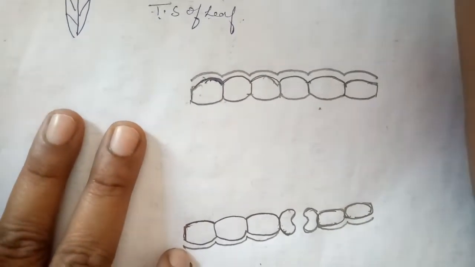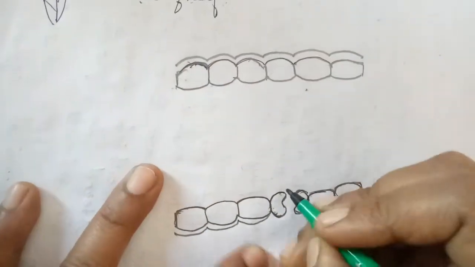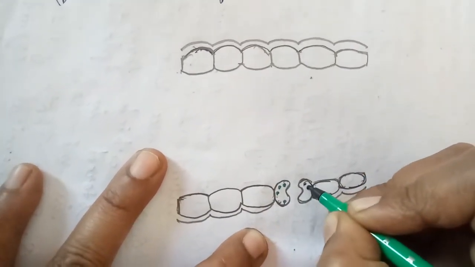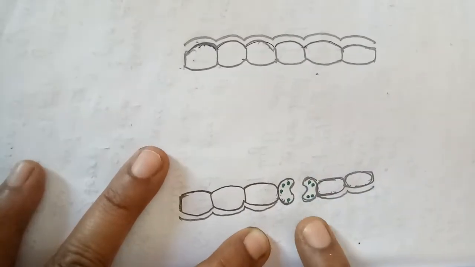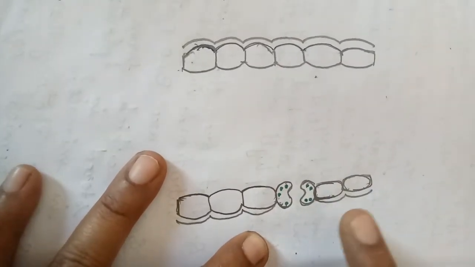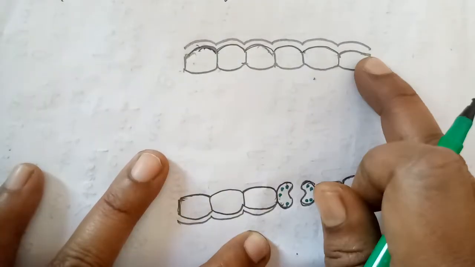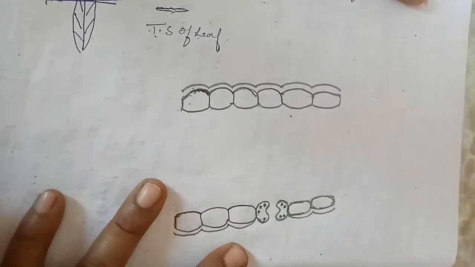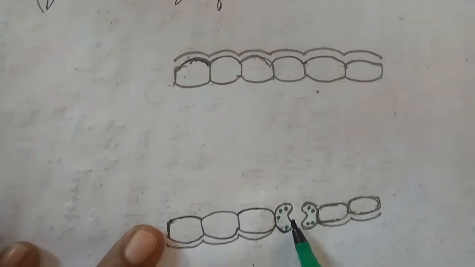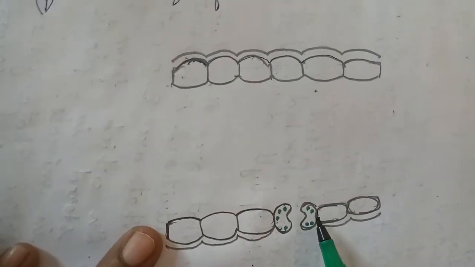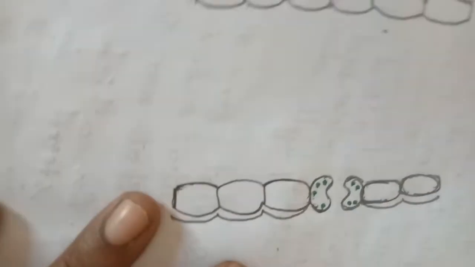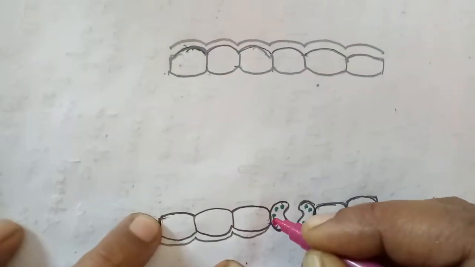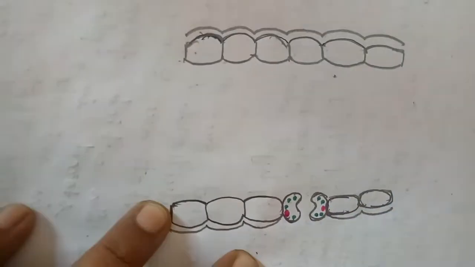Let me use the sketch pen for you so you'll understand. Now here I'll draw the dots with green color. That shows it has the chlorophyll pigments. See, only the stomata consist of the chloroplast, whereas the epidermal cells do not have chloroplast. Make it clear, epidermal cells do not have chloroplast, and only the stomatal pores, the guard cells, have the chloroplast. And here this is the nucleus. The cells will have the nucleus, so I have drawn with the pink color to show the nucleus.